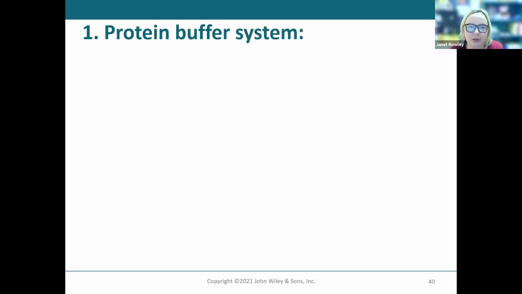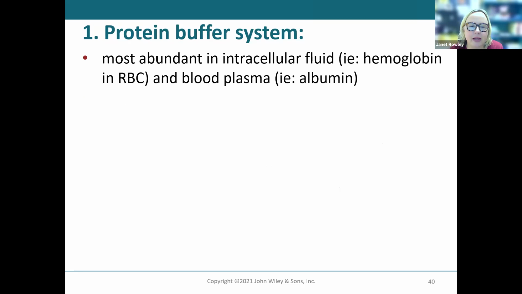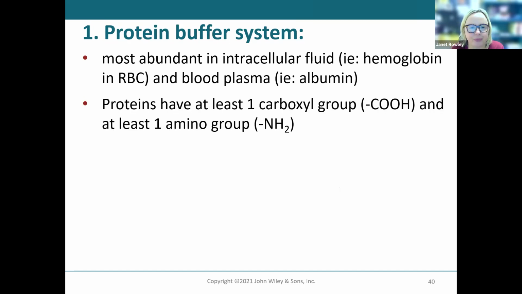The first is the protein buffer system. It's most abundant in intracellular fluid, like hemoglobin in red blood cells, and in blood plasma, where albumin is going to be the major protein buffer system. A protein structure has at least one carboxyl group, which is a C, O, O, and H, and at least one amino group, which is NH2.